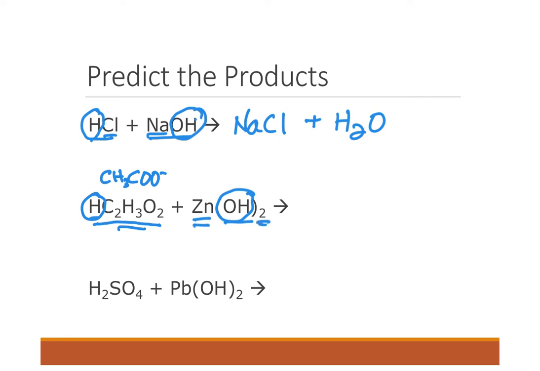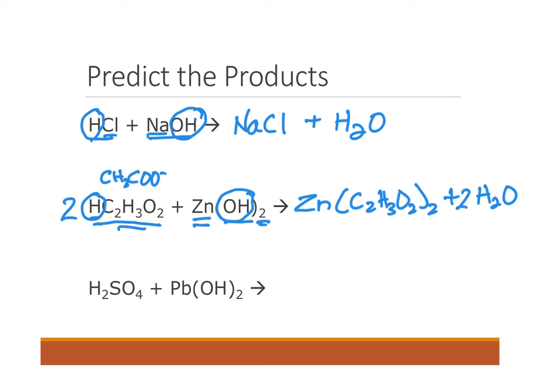Zinc, we know from this formula, is a +2 charge. Zinc always has a +2 charge. So we'll have zinc with 2 acetate ions, and I'll just write it this way. And then our water. And then, of course, since we have 2 acetate ions, we have to put a 2 in front to balance the formula, and that will give us 2 molecules of water.